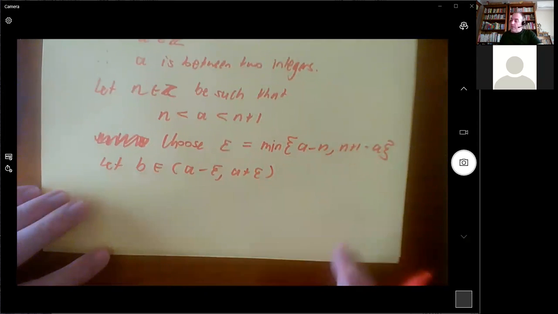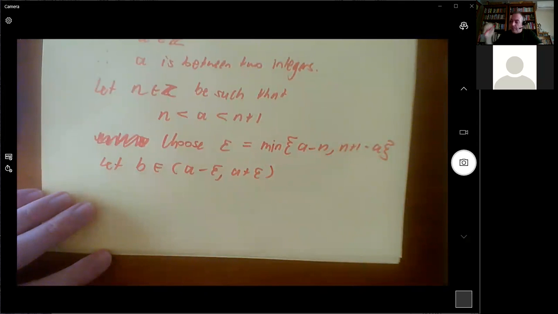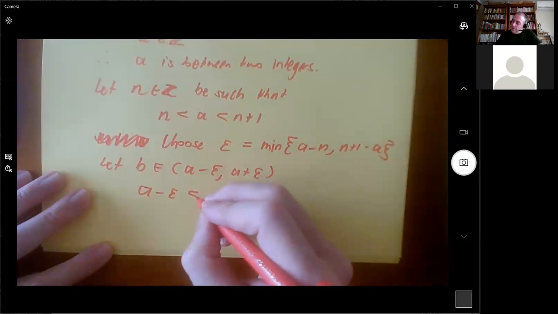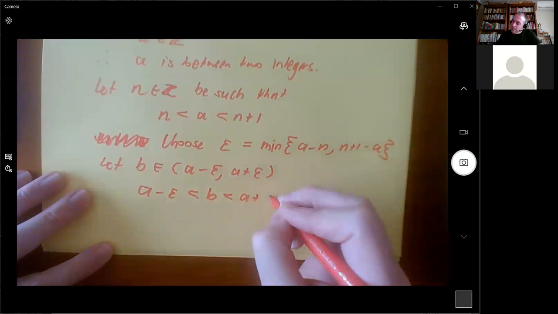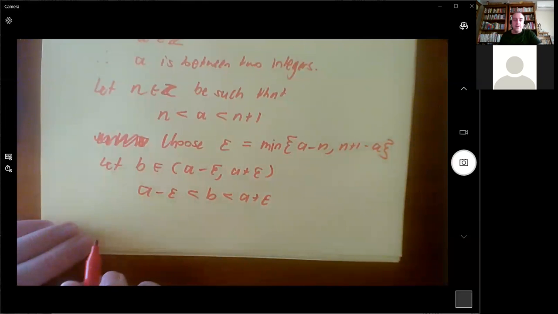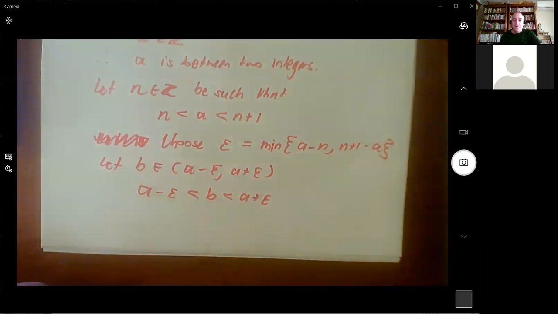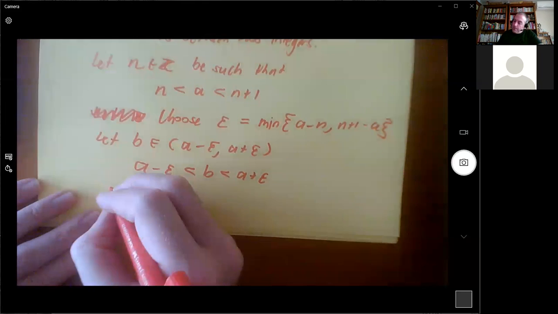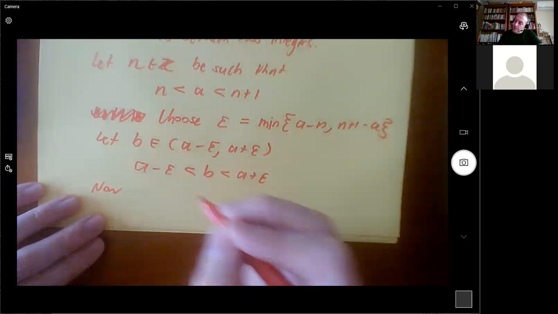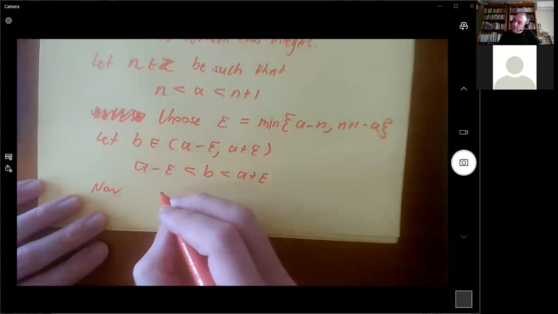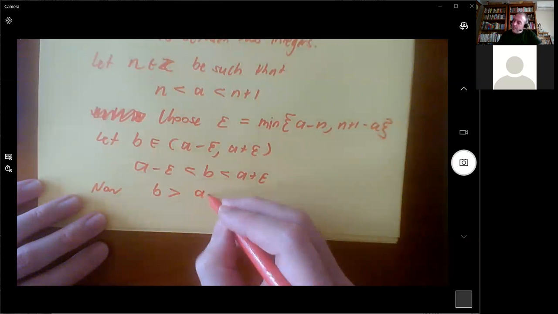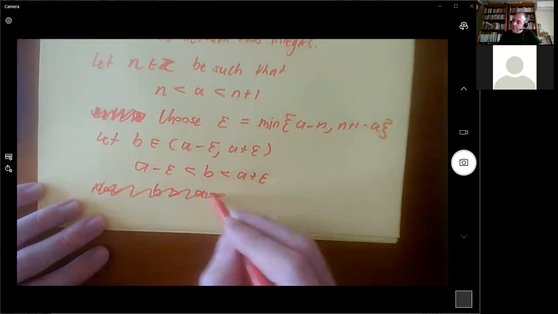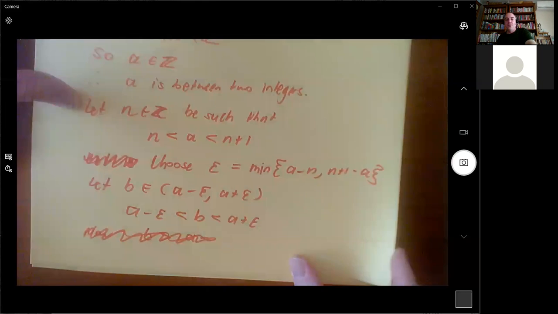Okay, so that means that B is between like that. All right. And so let's see. So now B is greater than A minus, okay, so we need to show that it's not an integer.